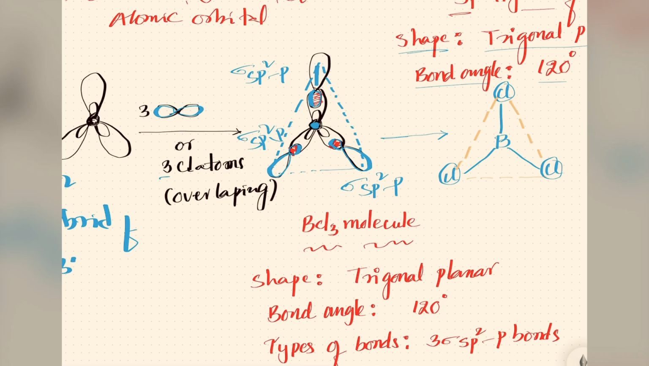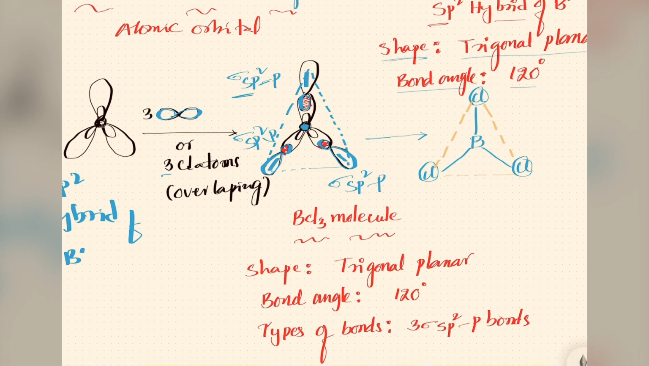Here one, this is one bond, this is one more bond, this is one more bond. Totally sigma bonds are formed. Isn't it? sp2 hybrid to P orbital. Therefore, sp2 hybrid to P orbital. That is called sigma sp2 to P orbital bond. How many are there? Here is 1, 2, 3. So totally 3 bonds are there.